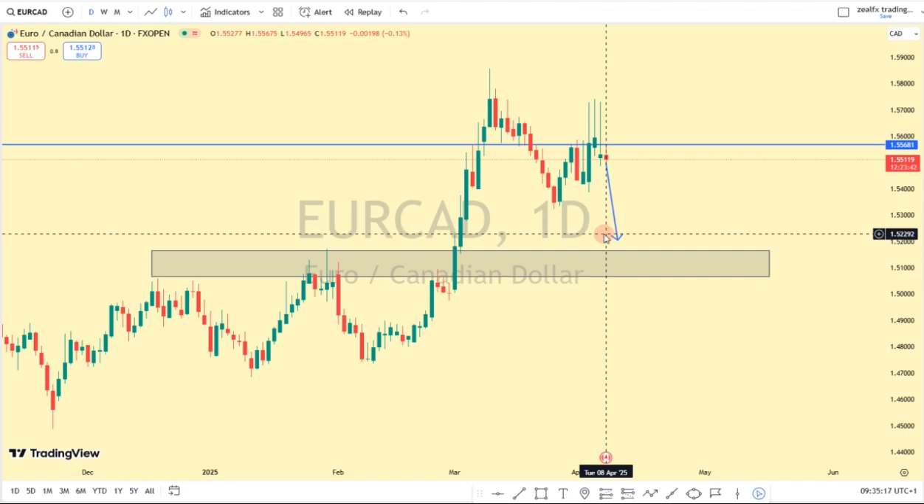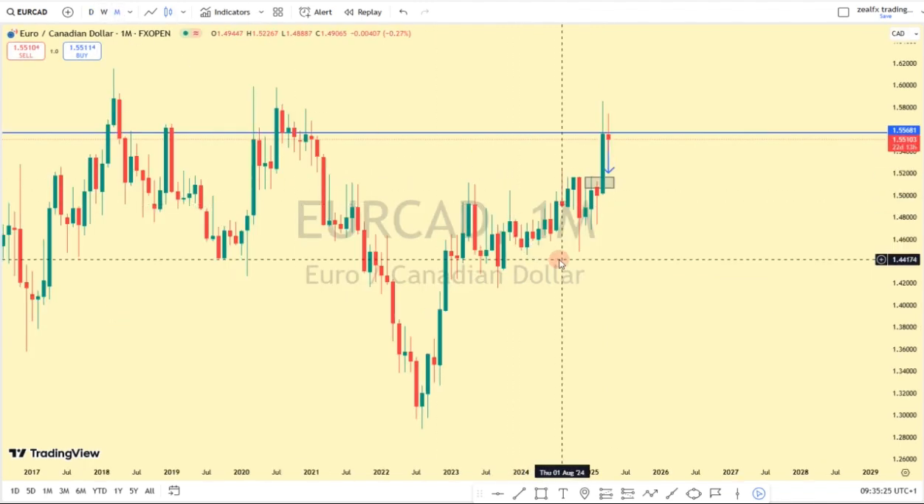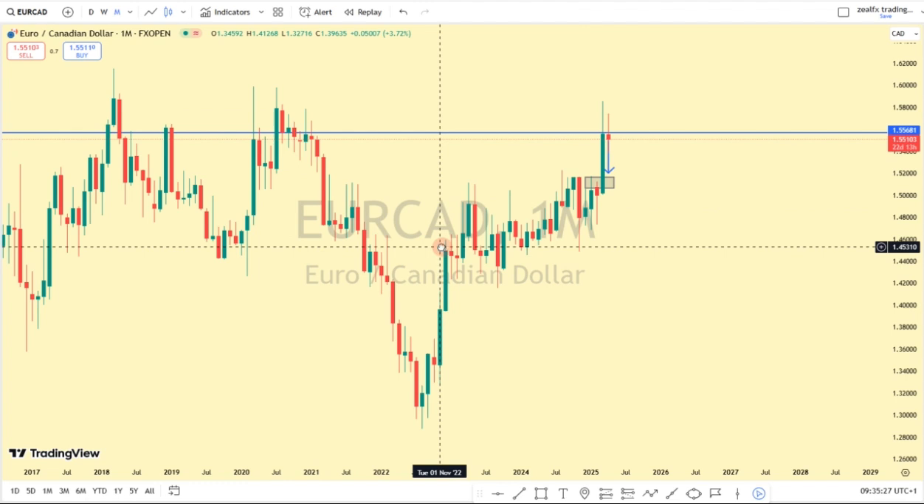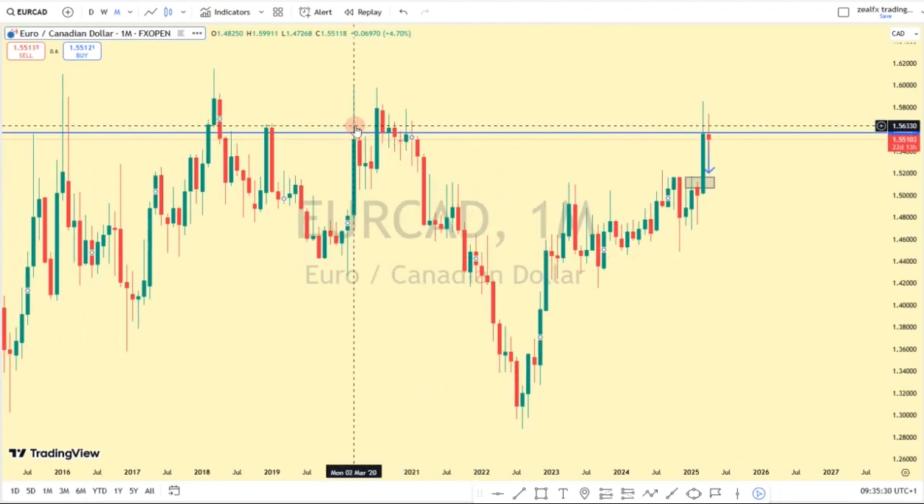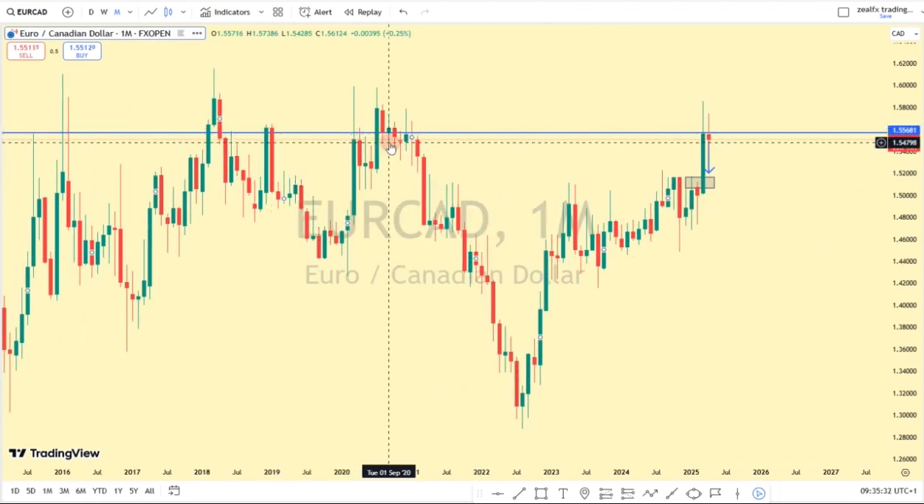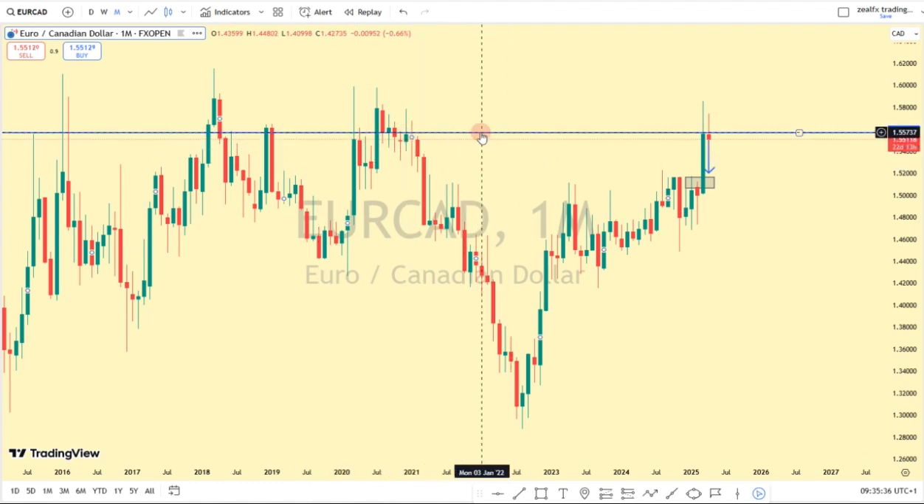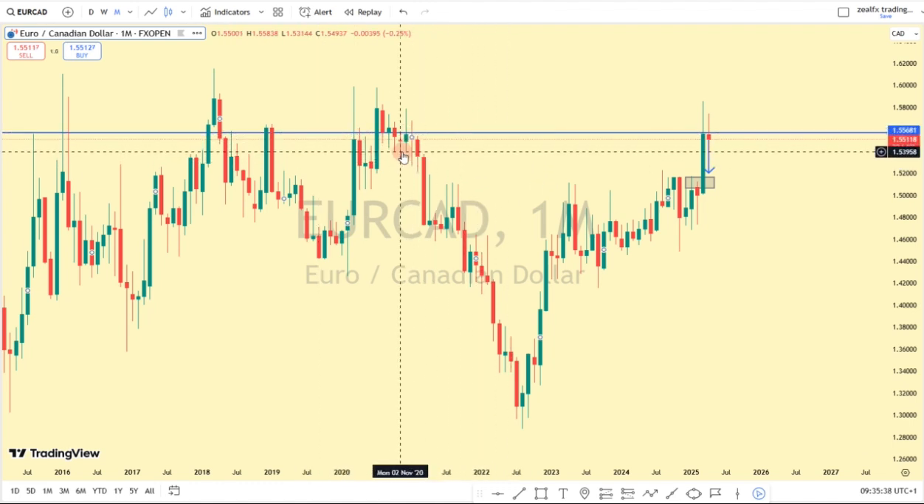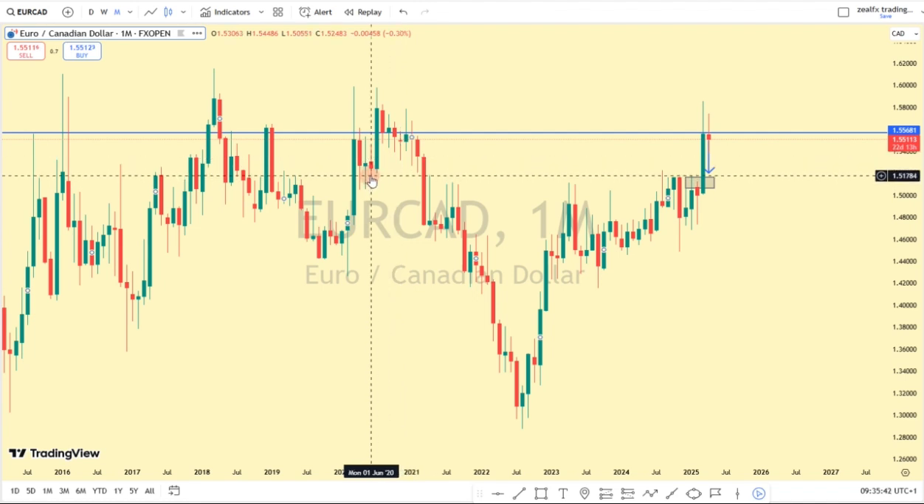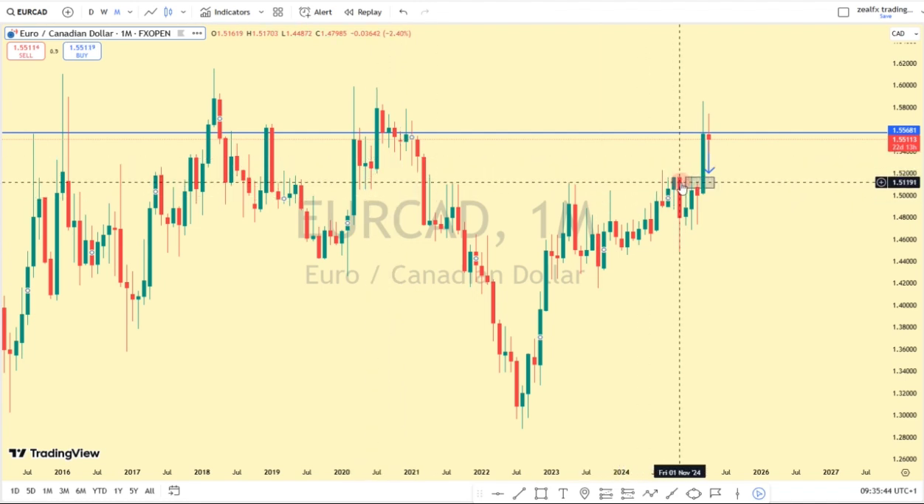So let's do top down analysis on the EURCAD. On my top down analysis, you can see from my monthly chart that price closed on this resistance level on the monthly chart. So long price closed on resistance level on the monthly chart, we'll be expecting price to come to this support level and this support level. So we're expecting price to come to this support level on the monthly chart.